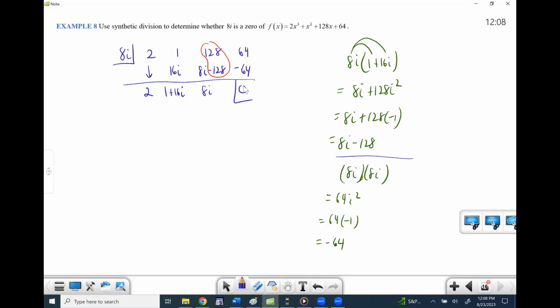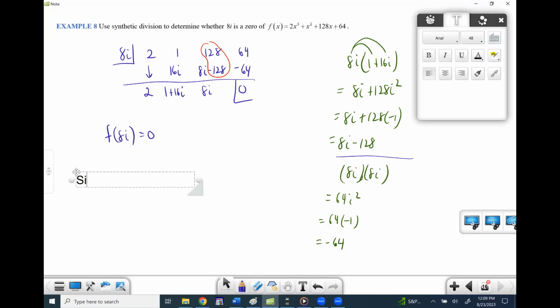Okay, so f of 8i was 0. The remainder was 0. So it is a 0. Since the remainder was 0, 8i is a 0 of f.